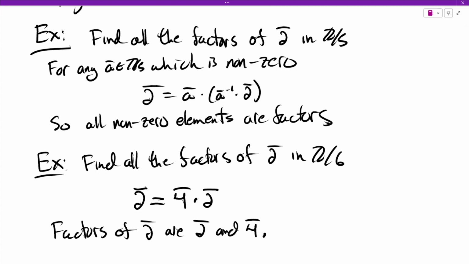And the idea is that in domains, factorization is a lot nicer than in a general ring. And so we're going to focus primarily on factorizations of elements in domains to avoid behavior like this.